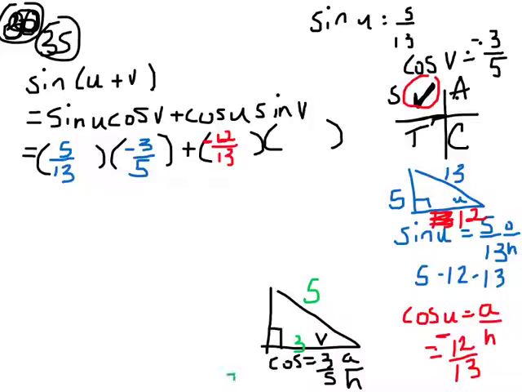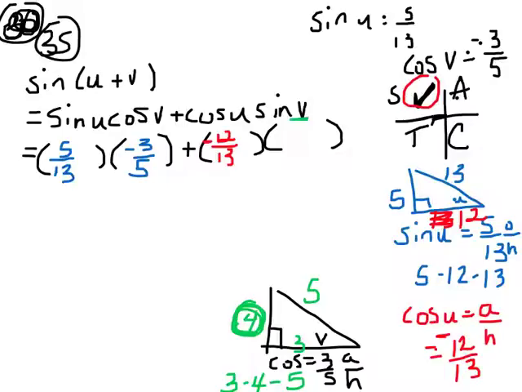Oh, look, they were nice to us. We didn't have to do the Pythagorean theorem. We got a triple here. It's a 3, 4, 5. So my missing opposite side there is 4. And why do I need to know that? It's because they want me to fill in what is sine of v.